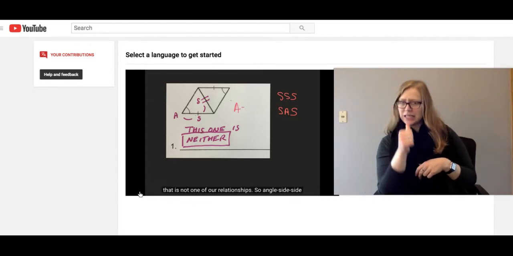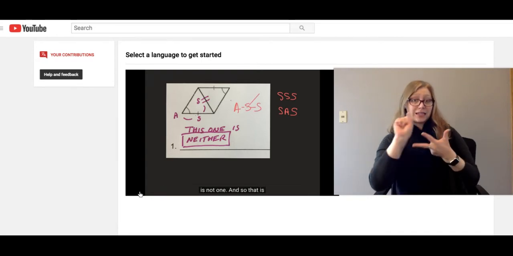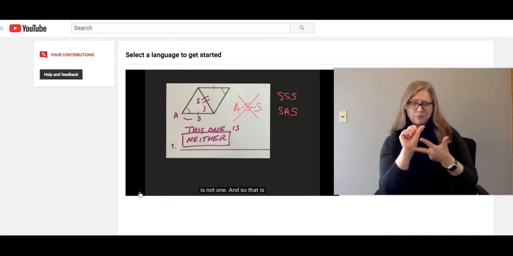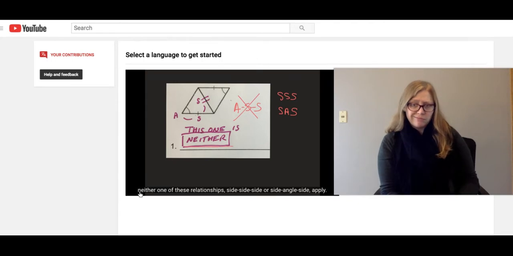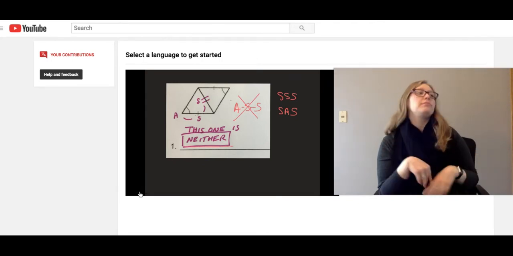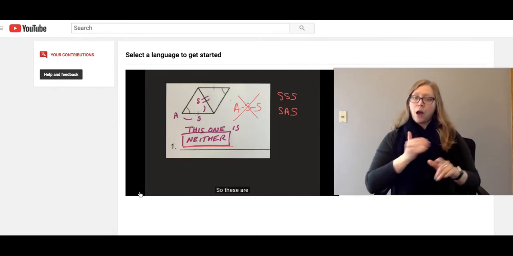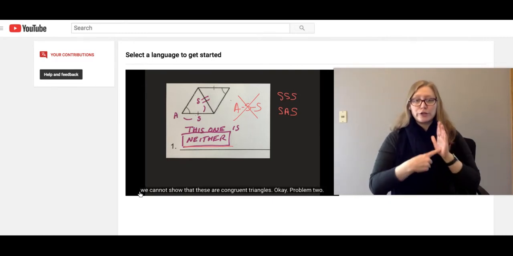So angle, side, side is not one. And so that is neither one of these relationships; side, side, side, or side, angle, side do not apply. So we cannot show that these are congruent triangles.